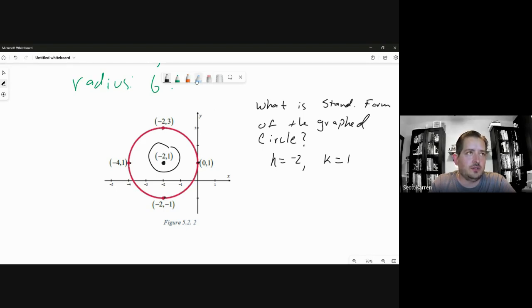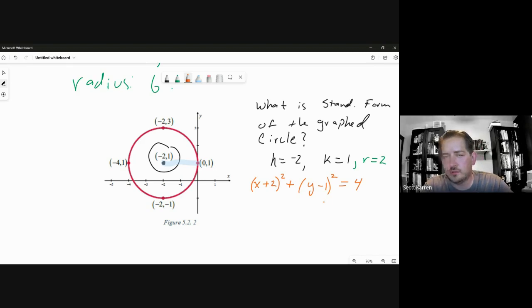So if I look at my X values between, let's say, the center and this point here, I can see that I go two spaces away. So my radius is 2. And therefore, my equation should just be X minus H, or X minus -2 is X plus 2 squared, plus Y minus K, so Y minus 1 squared, equals R squared, 2 squared, which is 4. And that's the equation of this circle.